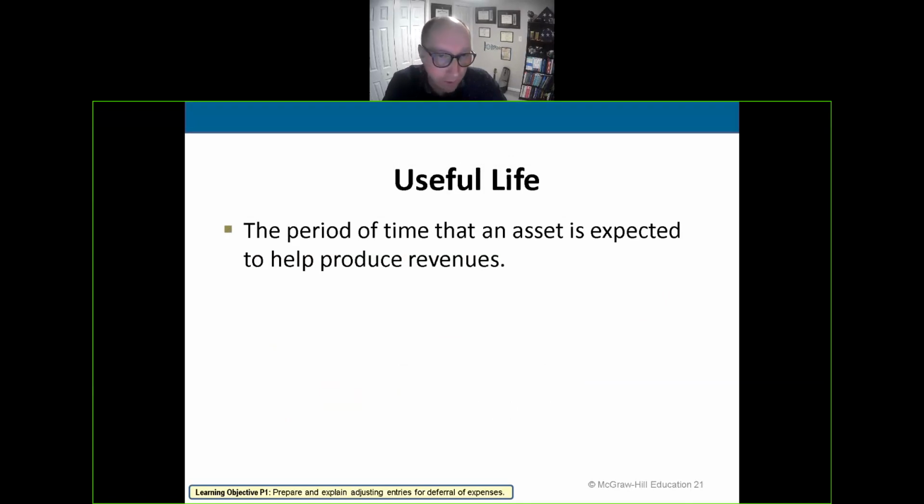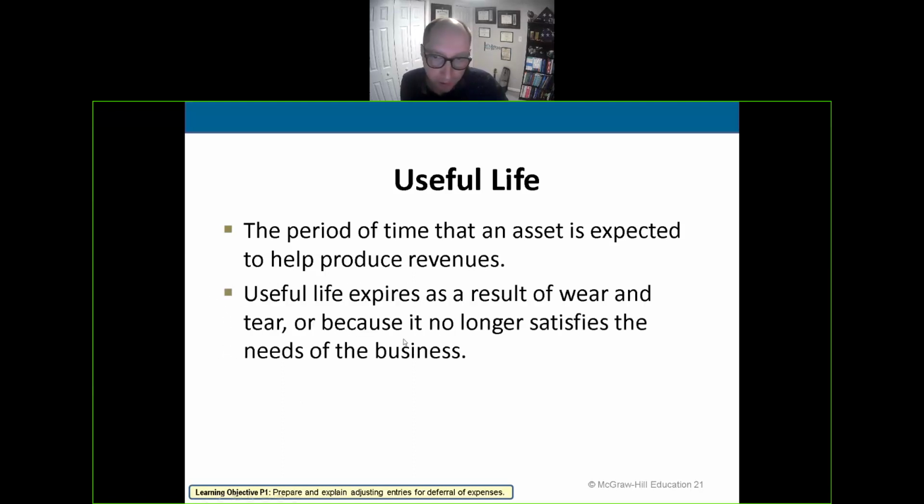Useful life, again, is determined by how long it's expected to last. Yeah, that's what useful life means. Useful life ends due to wear and tear, or because it no longer satisfies the needs of the business. That's a cute definition from the book.